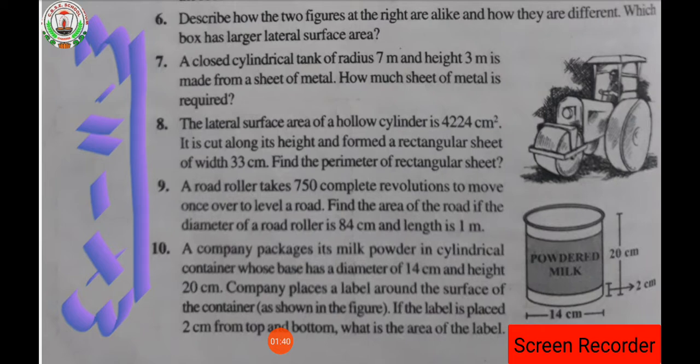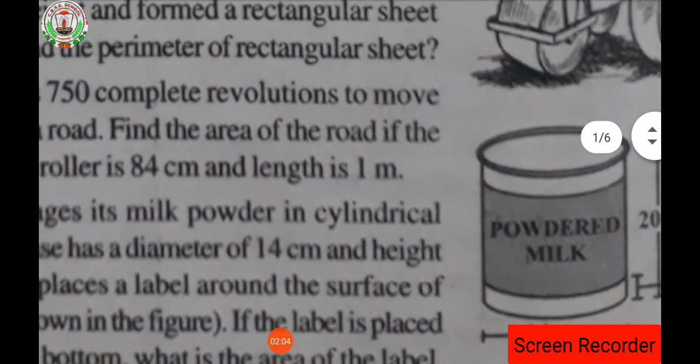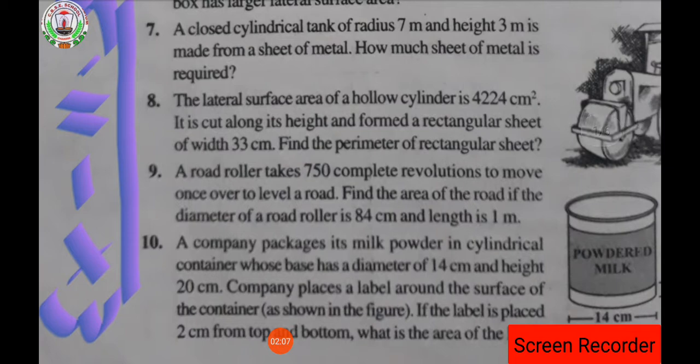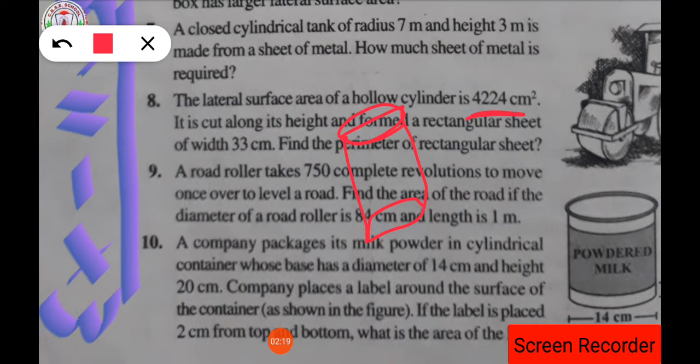Next, question number 8: the lateral surface area of a hollow cylinder is given as 4224 square centimeters. That means the curved surface area of the cylinder is given. Now it is said that the cylinder is going to be cut along its height. Look, suppose I have a cylinder like this. Its height is given, and its lateral surface area is given as 4224.